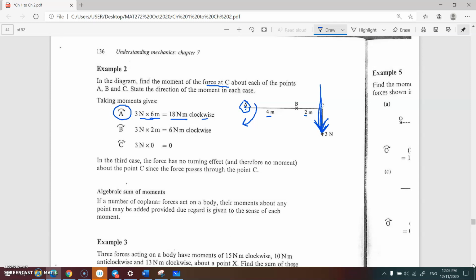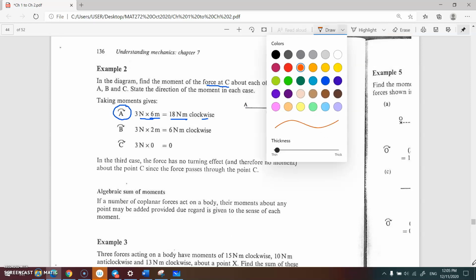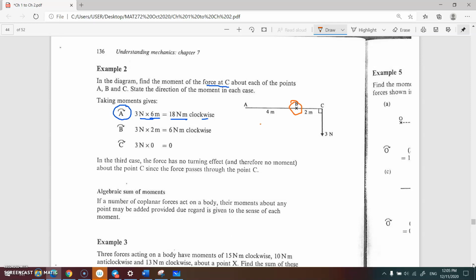So it is clockwise. And then for the moment at B, it means that the nut is here. The force is 3, the distance is 2, so you get 6 Newton meter. If you pull this down, the nut will go clockwise. And then for the moment at C, there is no distance, so there is no turning effect. That means that it has no moment.